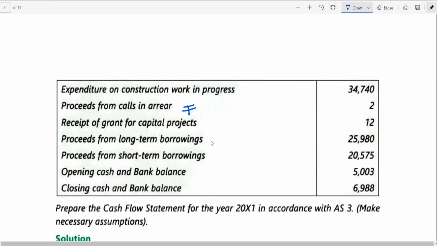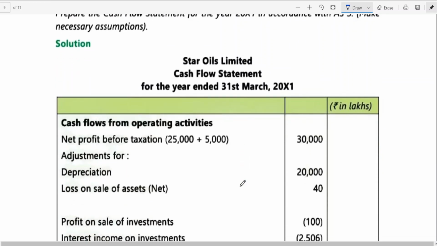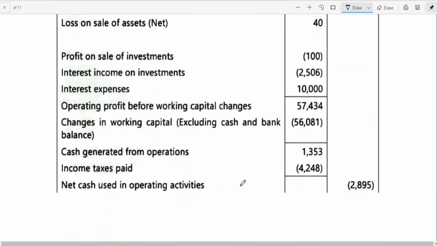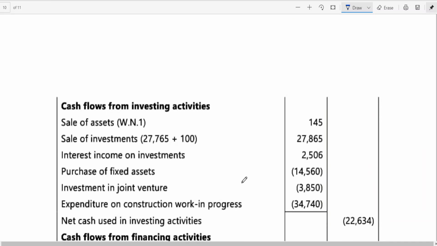Proceeds from long-term borrowings, financing. Proceeds from short-term borrowings, financing. Okay, in this question we don't have any cash or cash equivalents. So then we can start looking at the problem. I think the working notes I have already explained to you. Now this is what I want to highlight: expenditure on construction of work in progress.